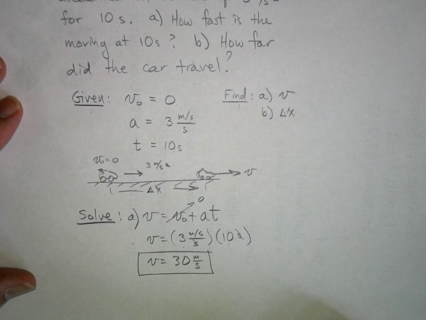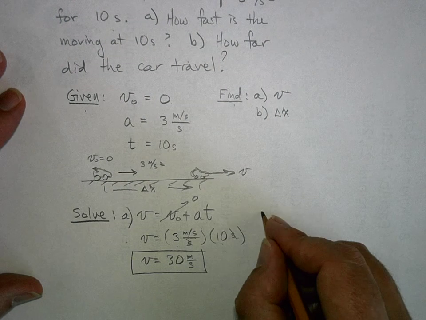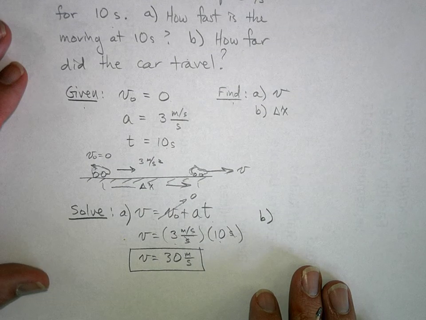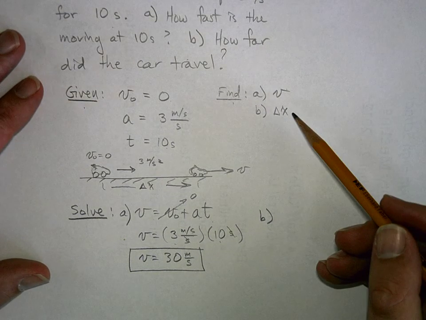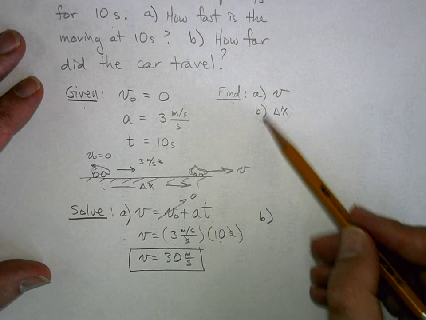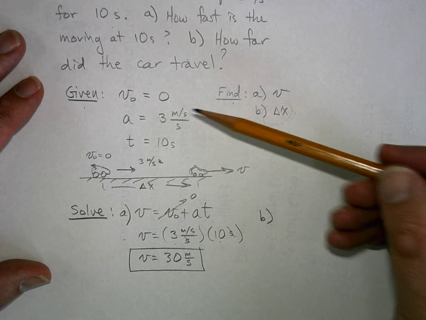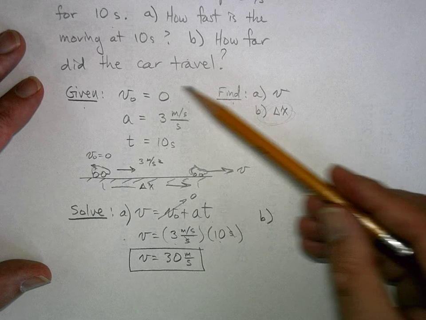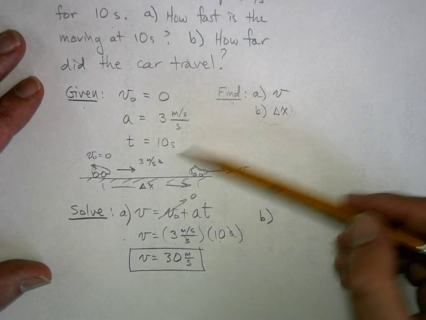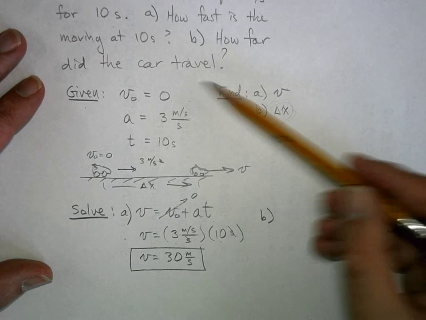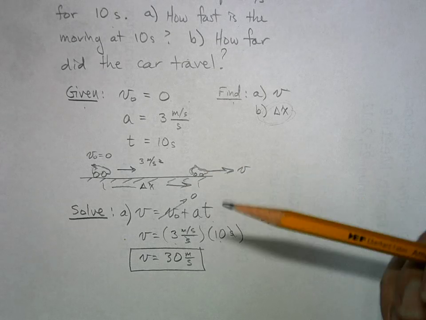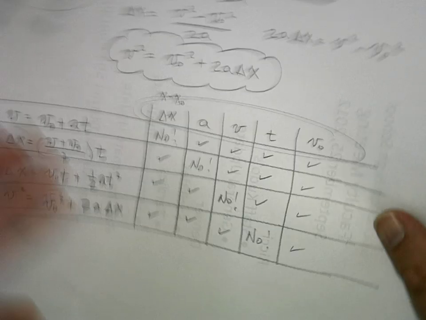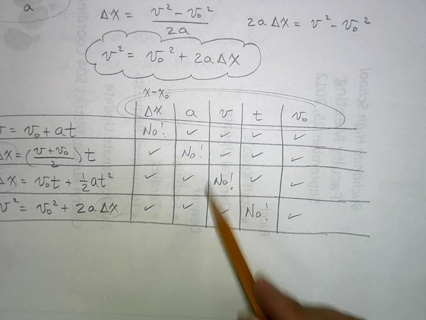Now, part B. Well, look what I've got. I'm trying to find delta x, and I'm given v naught, a, and t. There's no final velocity given. No final velocity given. I'm going to use equation 3.